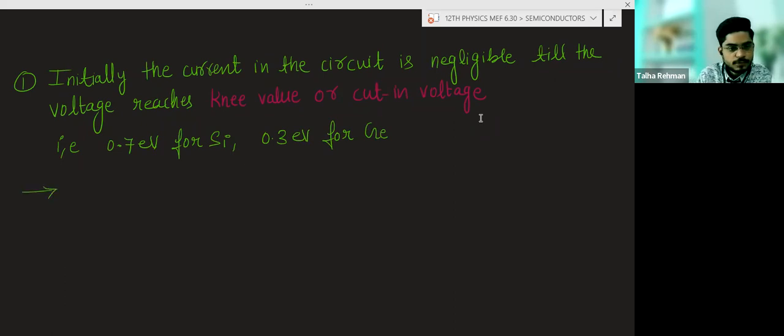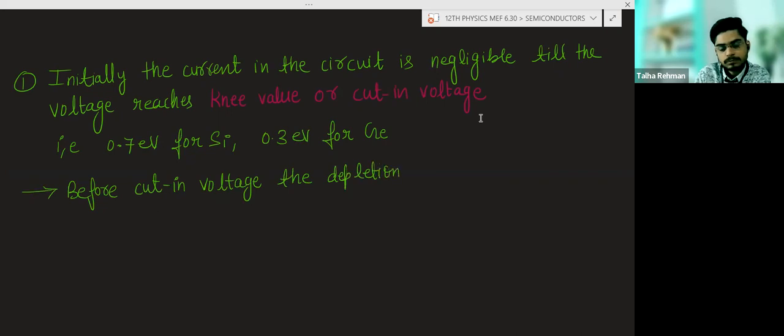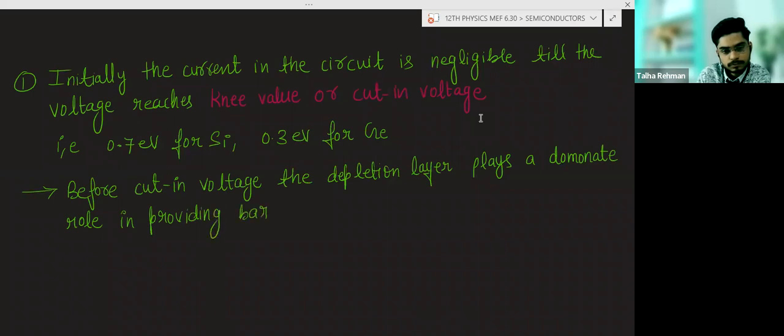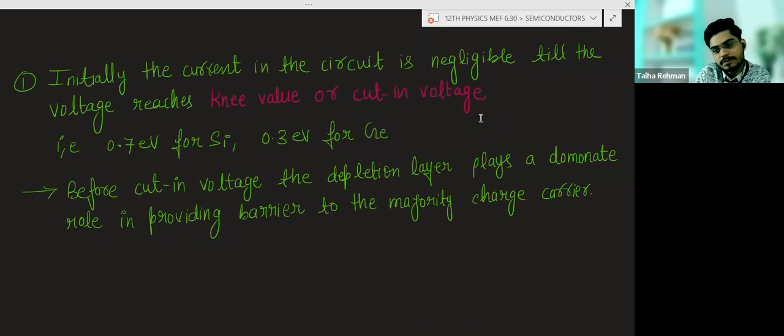Okay. Now, before the cut-in voltage, the depletion layer plays a dominant role in providing a barrier to the majority charge carriers. So it means the same thing.